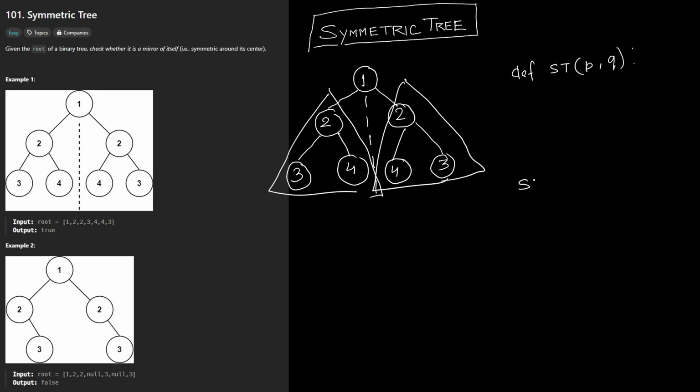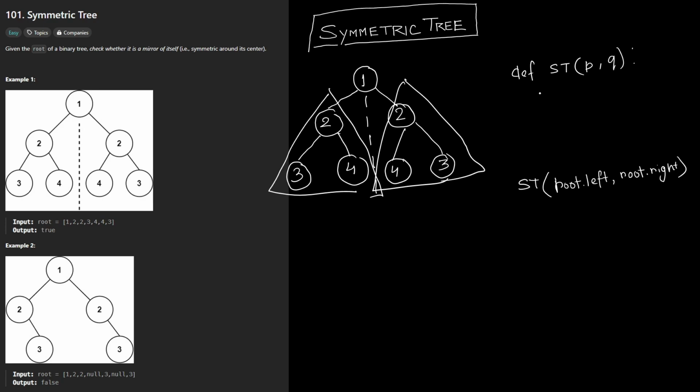Let's see how to call it. We're going to call the function st, and here we are going to pass in root dot left and root dot right. So if I pass it, both of them become individual trees, and we have to check whether they are symmetric or not.